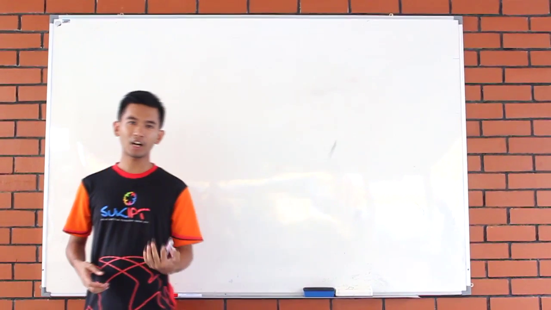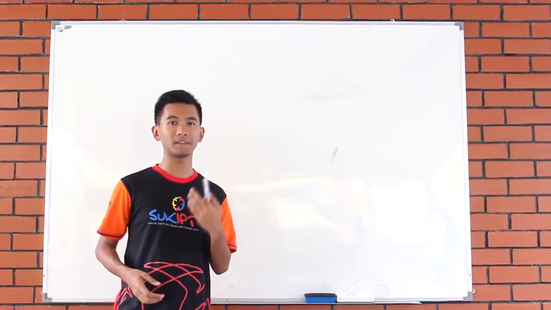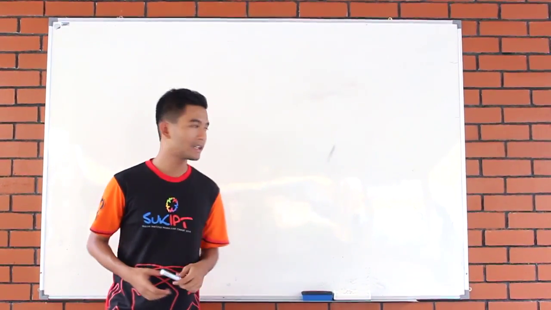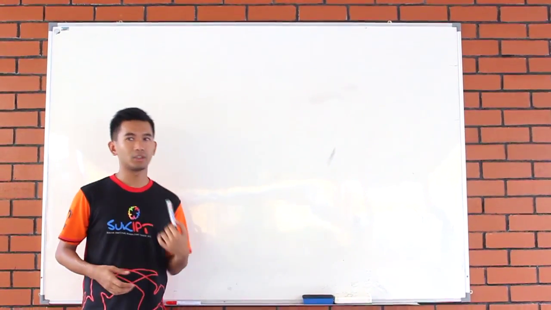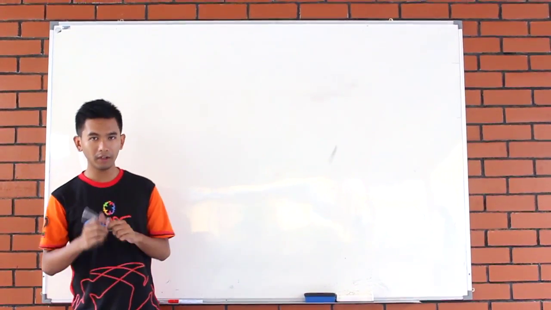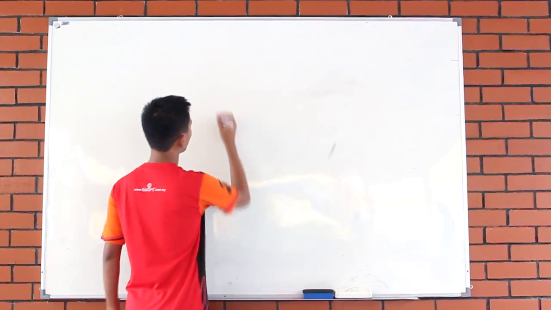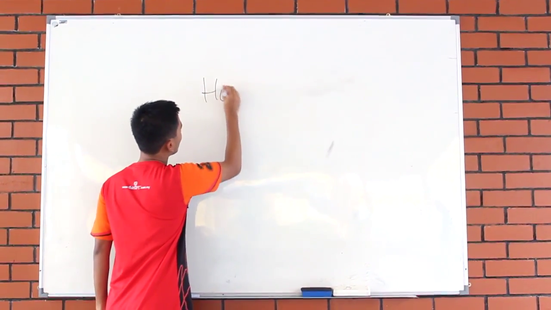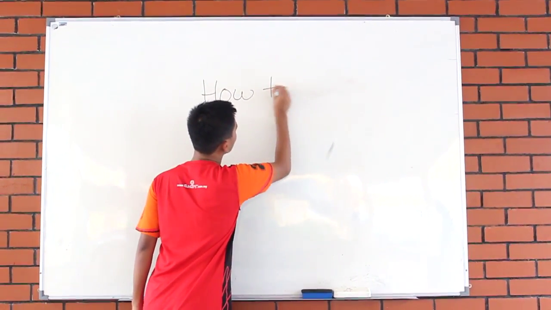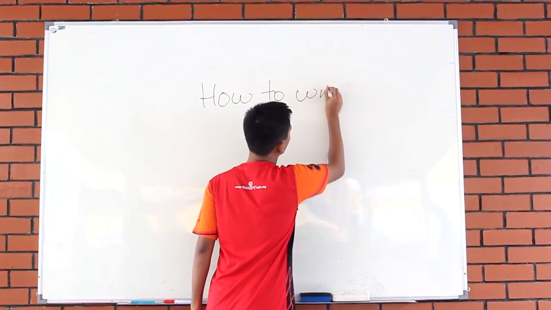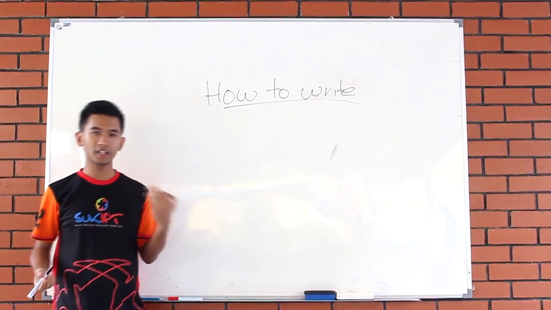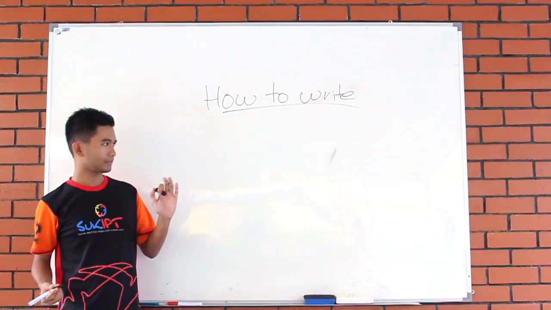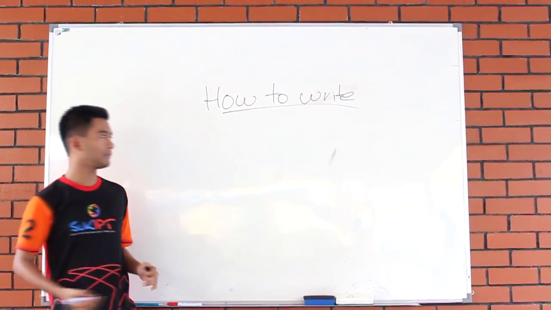Hello everyone, now we're going to look at the final cognitive learning strategy, which is memorization. For this strategy, we're going to use mnemonics, or in other words, acronyms. For example, if we are to teach how to write an essay, we can teach the students by using acronyms.